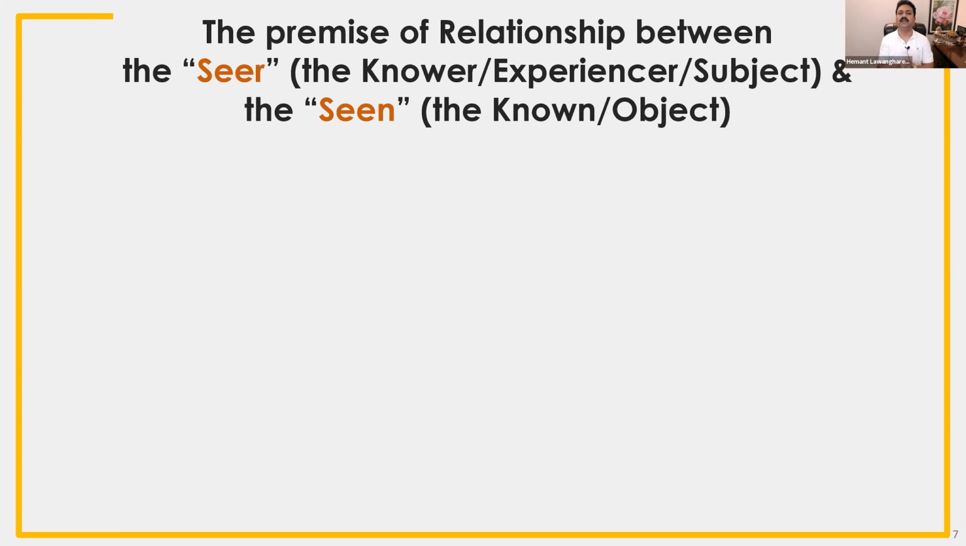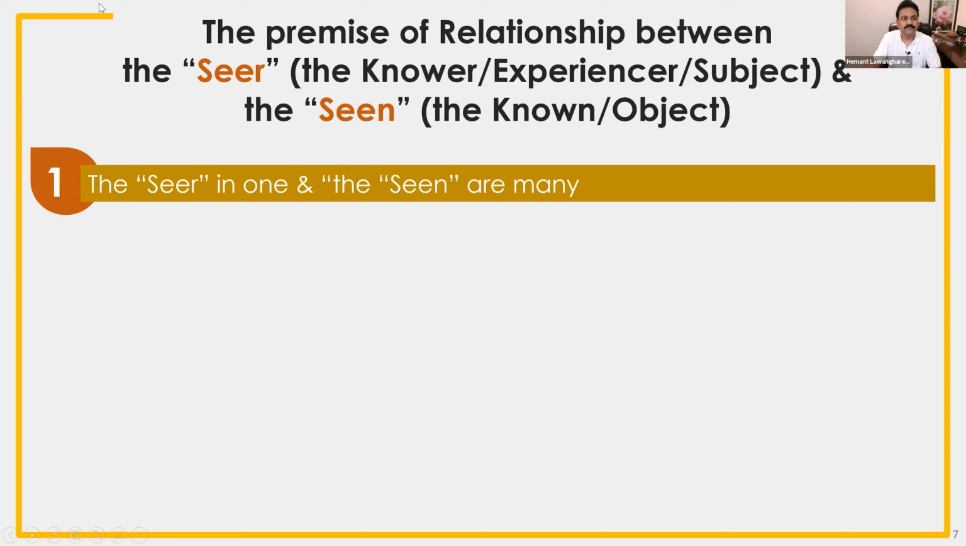But before discussing, we are going to basically agree on some ground rules ourselves. Why? So that afterwards there should not be any confusion, because we are setting the ground rules of seer and seen. What is the first ground rule? The first ground rule or condition is: seer is one and seen are many.